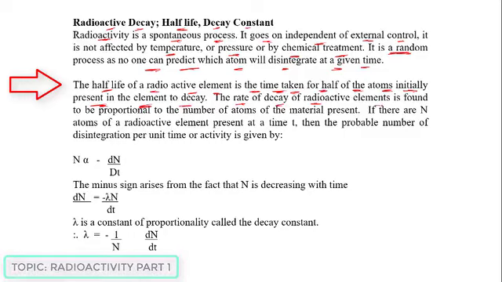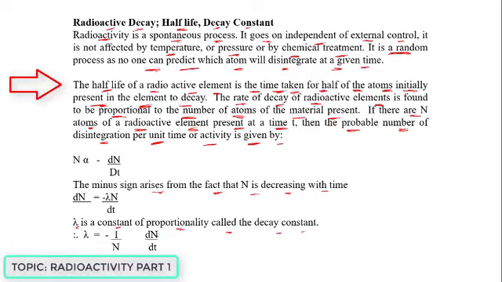This rate of decay of radioactive elements is found to be proportional to the number of atoms of the material present. So put simply, if there are N atoms of a radioactive element present at a given time, t, then its likely number of disintegrations per unit time, or its activity, is given by λN directly proportional to the minus dN over dt. Now, the minus sign arises from the fact that the number of atoms is decreasing with time, and lambda here is a constant of proportionality called the decay constant.